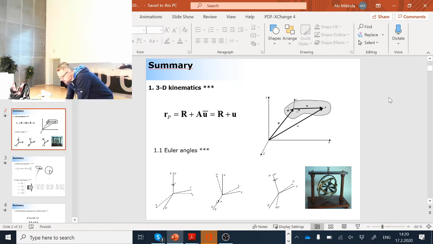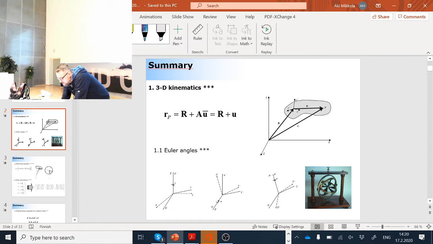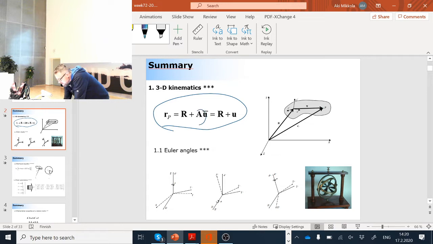I lost my pen. I don't know where that disappeared. No, it's here. So I need to use my substitute pen. My finger. So let's see, drawing here. So this is 3-dimensional kinematics, and this is the matrix. Other components are vectors, vectors with the 3 components.